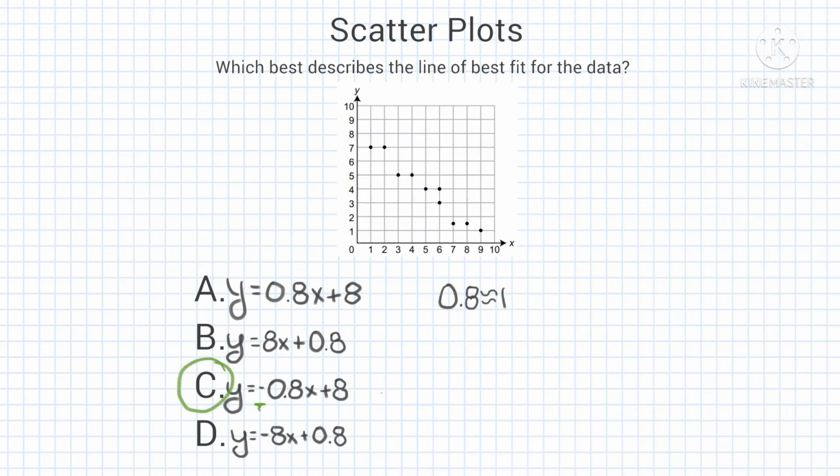Since the data is going down on a diagonal, we know that the line of best fit must be negative, meaning it has a negative slope. So that cancels out options A and B. Now, if we were actually to measure the slope of the data, we would find that the slope is 1. But the question asks which best describes the line of best fit. So the answer that has the closest slope to 1 will be the answer. 0.8 can be rounded up to 1, and the line of best fit should start somewhere around 8. So the answer must be C.